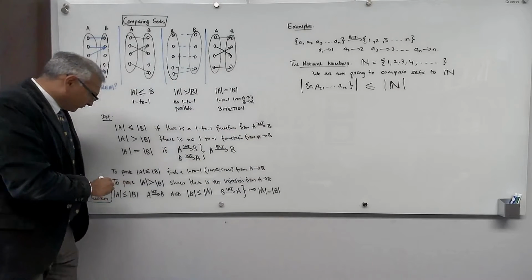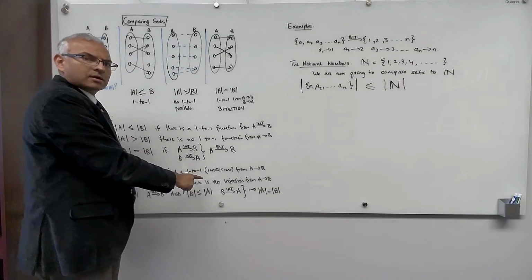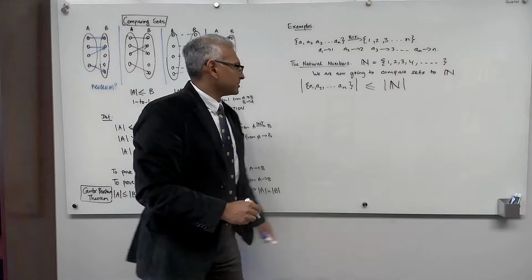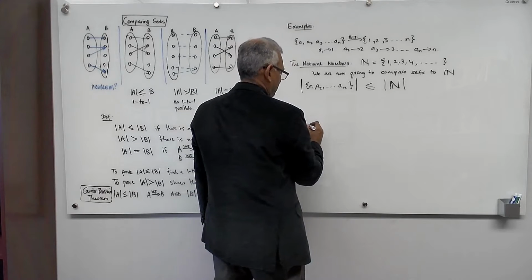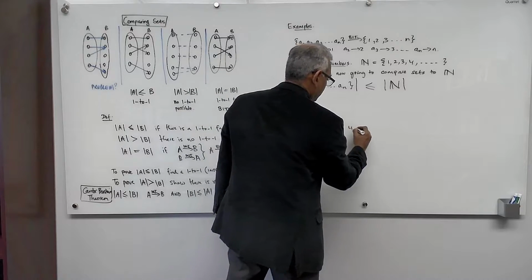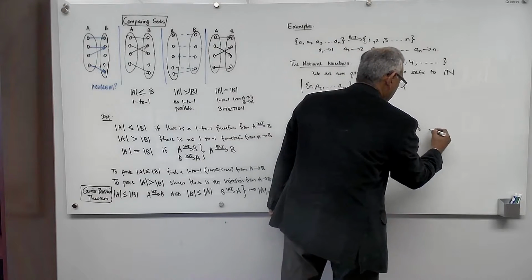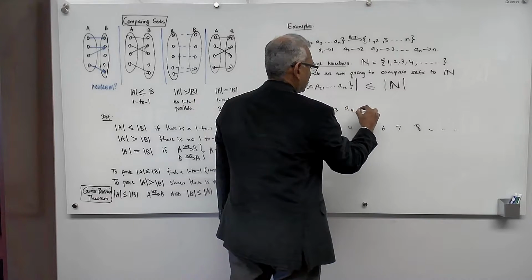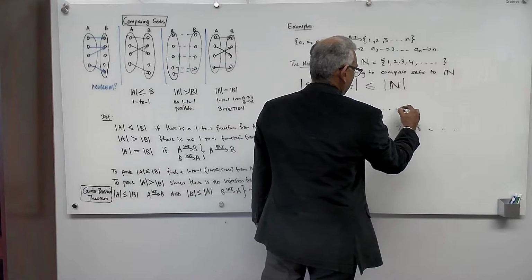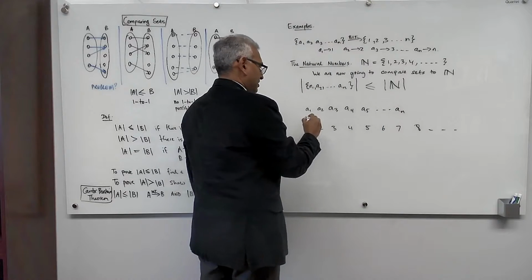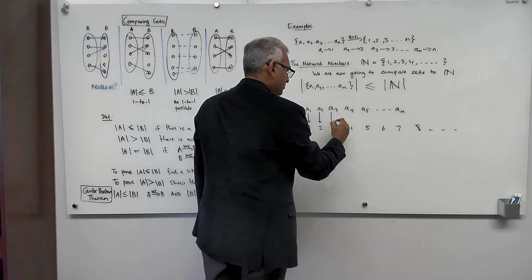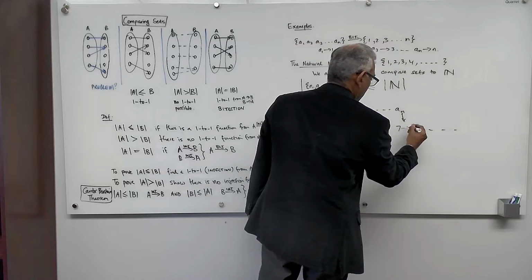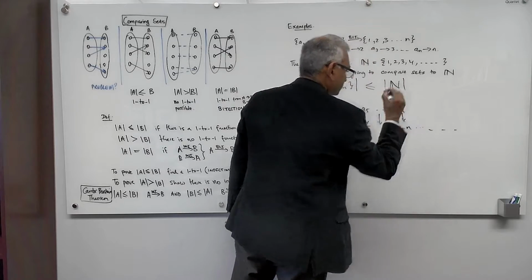Well, in order to prove it, we have to find a one-to-one function from this set to this set. Okay. So here are the natural numbers. The natural numbers are 1, 2, 3, 4, 5, 6, 7, 8, and so on. Here's my set A1, A2, A3, A4, A5, and so on. Let's say up to AN. Okay. And I'm going to find a mapping. Here's the mapping. 1, 2, 3, 4, 5, 6, and so on, all the way to n. Dot, dot, dot, n here.